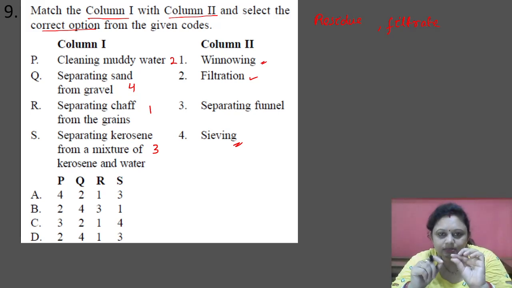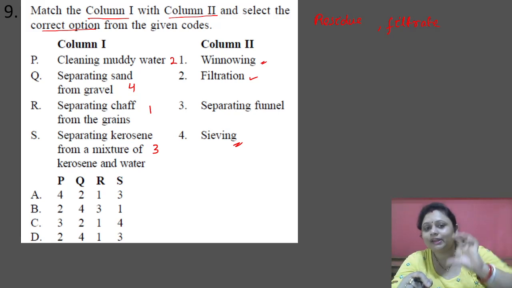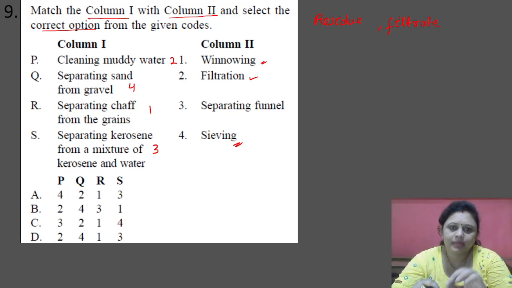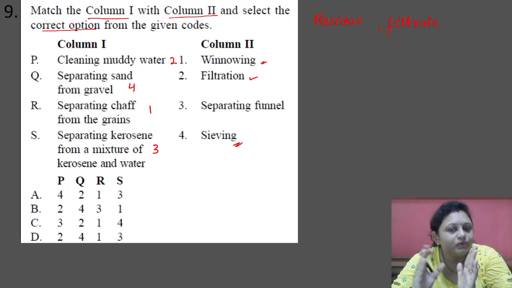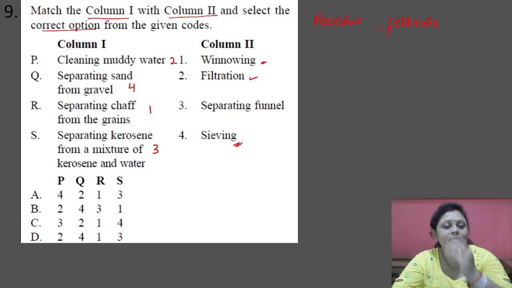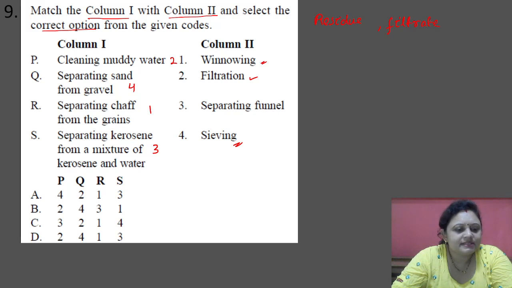There is a switch there. When you open it, the heavier liquid present at the bottom will come out, and when all of the first liquid has come out, we can close it, and we will get the second liquid which remains in the separating funnel. Got it? So P2, Q4, R1, S3. So where is it present?